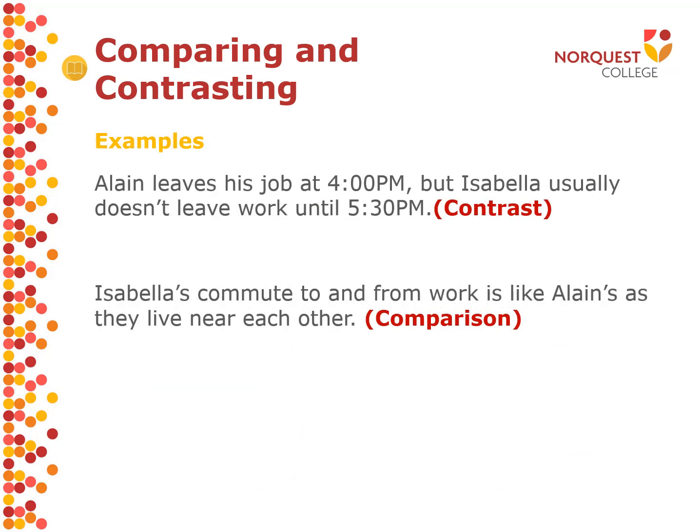If we look at our examples, in the first example of Elaine leaving his job at 4 and Isabella leaving at 5:30, there was the cue word but. That short word does a lot of work in this sentence. It helps the reader understand that there is contrast between these two ideas, even without looking at the information. Can you see the cue word in the second sentence? The cue word in the second sentence about Isabella and Elaine's commute is the word like. Like indicates that there's a similarity between Isabella and Elaine's commutes.